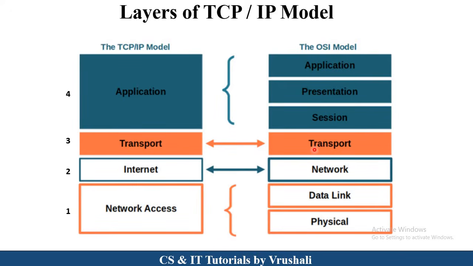In the OSI model, there is the transport layer. Here there is also the same transport layer. Now in the OSI model, the first three layers, that is the application, presentation and session layers, are combinedly the application layer in the TCP/IP model. Basically in the TCP/IP model there are four layers called the network access layer, internet layer, transport layer and application layer. Now let's discuss all these layers in detail.